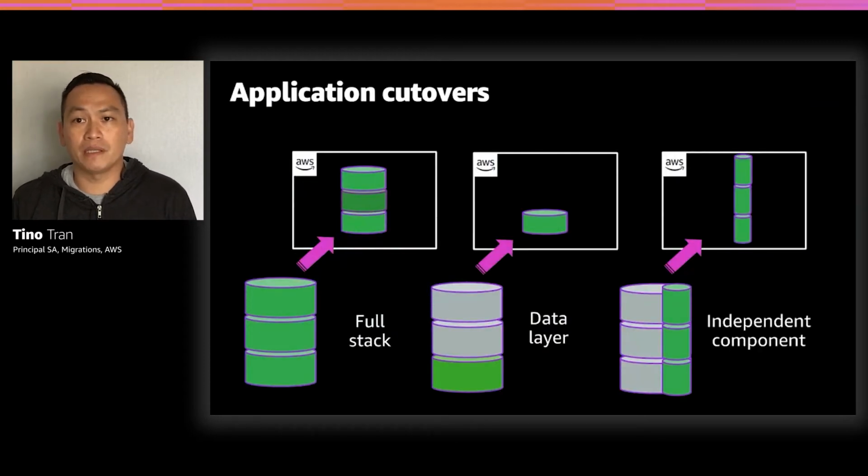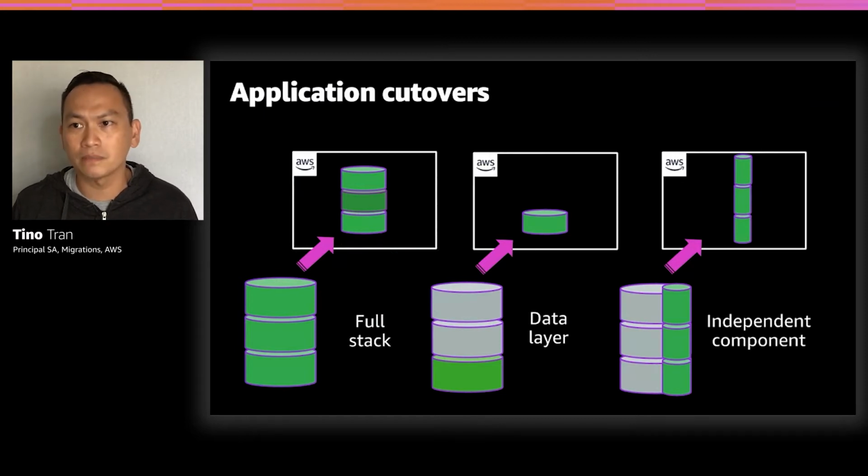Now, we've seen applications migrate to the cloud in a number of different ways. Everything from migrating the entire application stack, to just the data layer, to the independent components within the application stack. Maybe you already have a microservices architecture and you can move individual services or components or data sets into the cloud. Well, in this talk, we're going to cover these areas and cutover strategies for all of these different types of migrations.